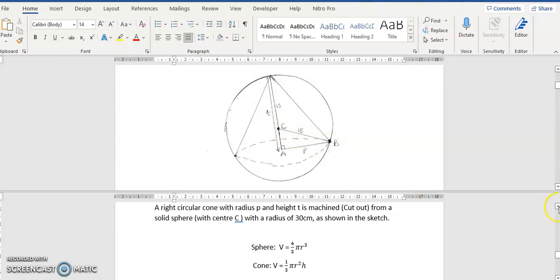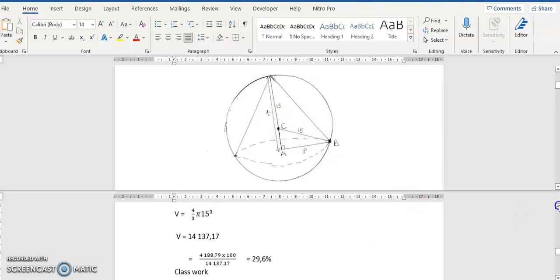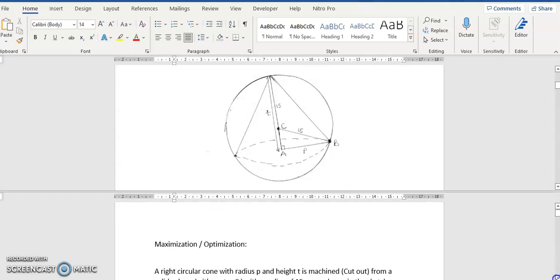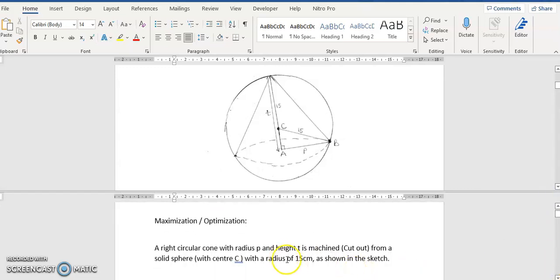It was given to us as, let me show you here. The radius of the sphere is 15 centimeters. So this 15 centimeters, that's the radius of the sphere. The sphere is like a ball. The ball has a spherical shape.